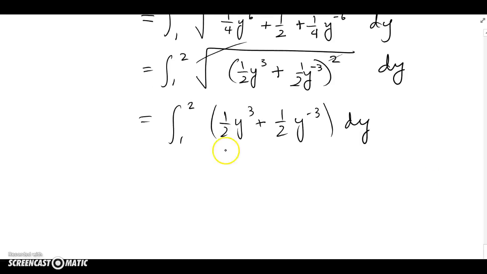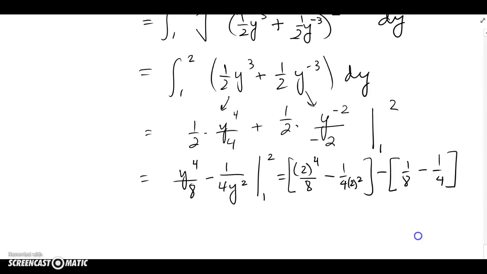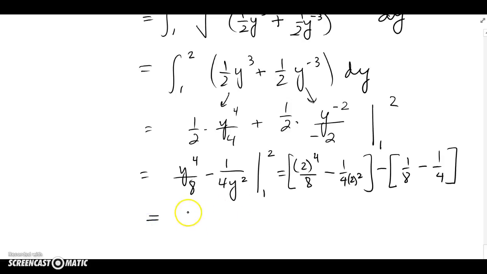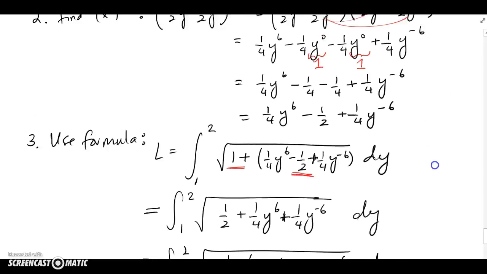So we end up with a half times y to the 4th over 4 plus a half times y to the negative 2 over negative 2 from 1 to 2, I guess. Plug in our limits of integration, and it looks like we end up with 33 over 16, or approximately 2.06-ish for the arc length of this guy.